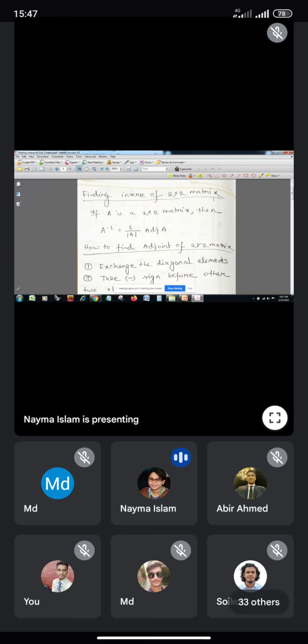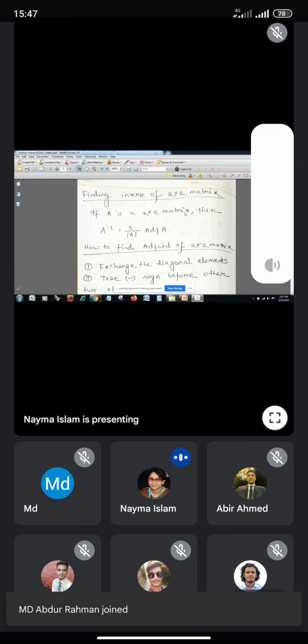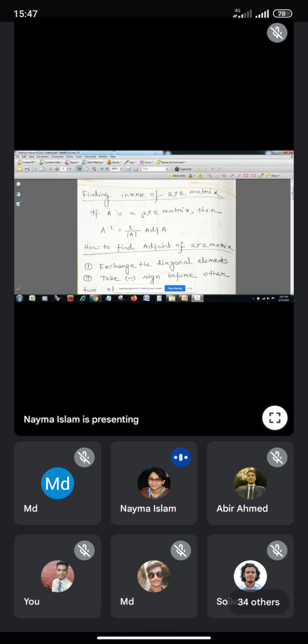Finding inverse of 2 by 2 matrix. Okay, how to find inverse? If A is a 2 by 2 matrix, and this matrix will obviously be a square matrix, then this is the definition. That means this is the structure of finding inverse.